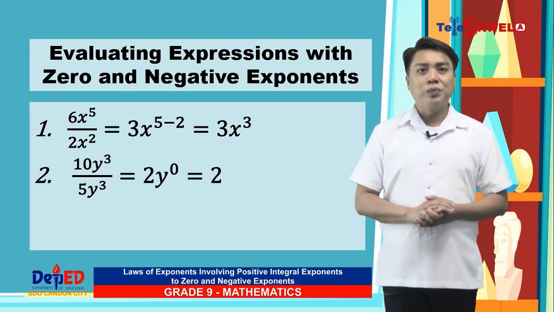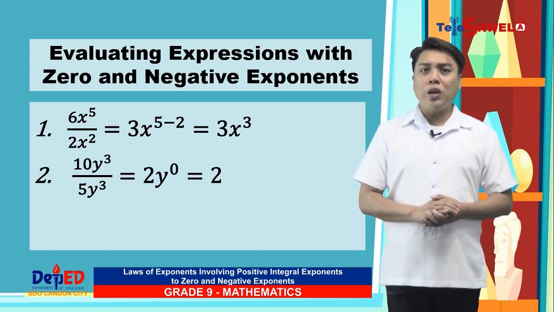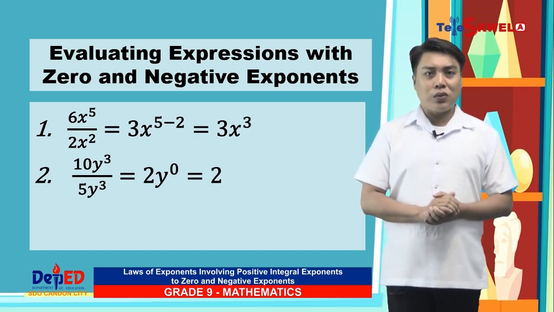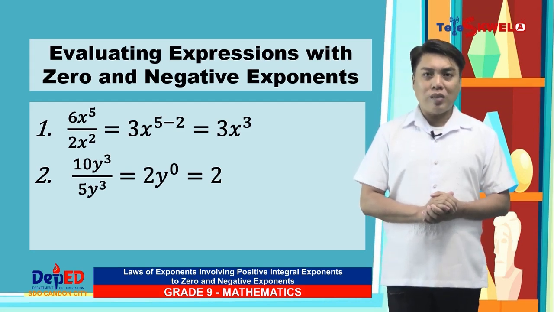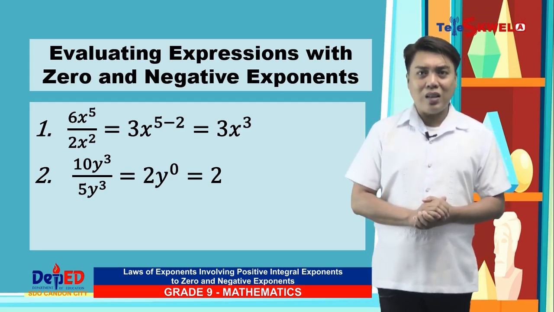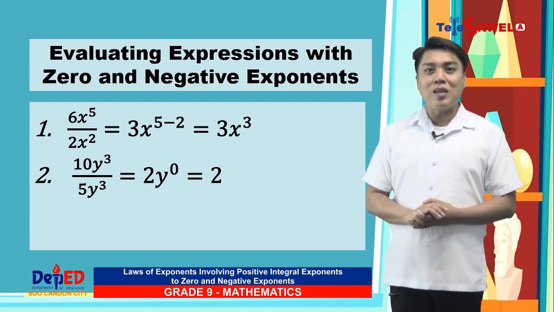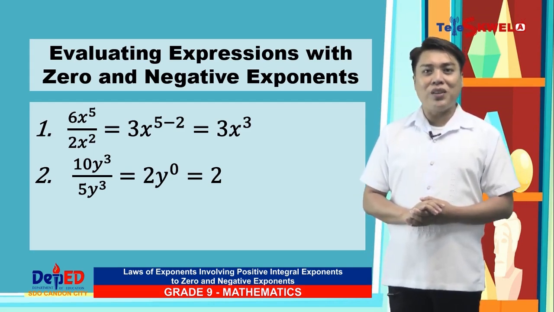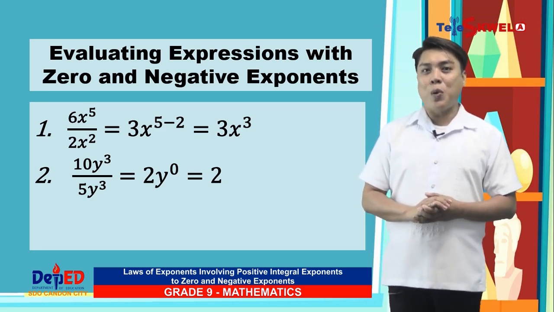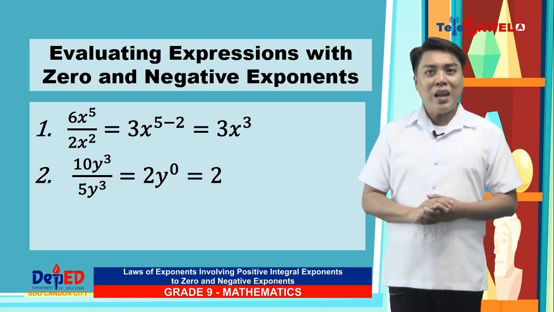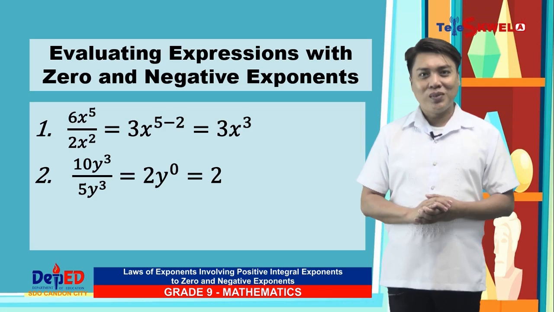Second example, 10y raised to the 3rd power all over 5y raised to the 3rd power is equal to 2y raised to 0, and that is equal to 2. The exponent in the numerator is equal to the exponent of the denominator. Thus, we will have a 0 exponent. Therefore, the answer is 2 times 1, which is 2.